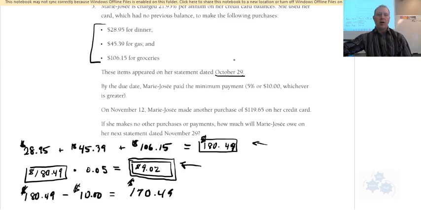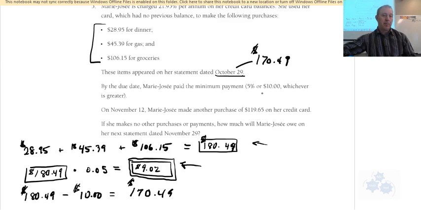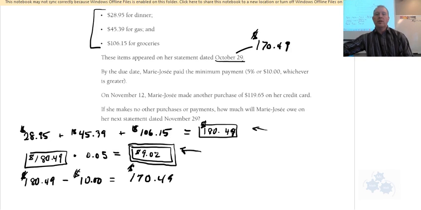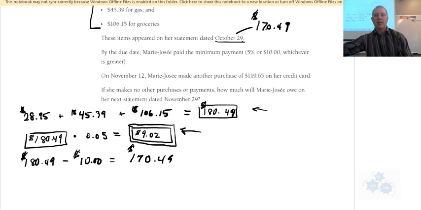So on October 29th, we've got $170.49, looks like. Okay? So they're going to be owed $170 here, right? Till November 29th, from October 29th to November 29th, there's going to be interest charged on that. So I guess what we could do is find out what that interest is on that part. So how many days is October 29 to November 29?